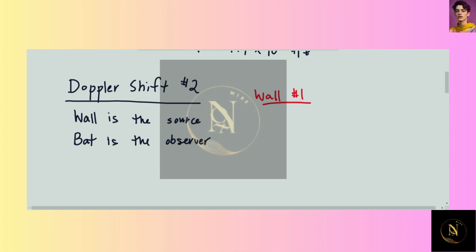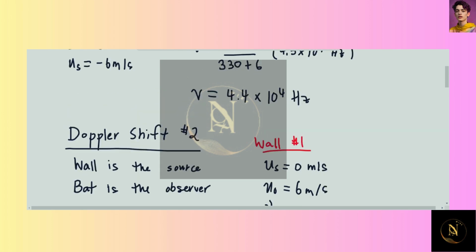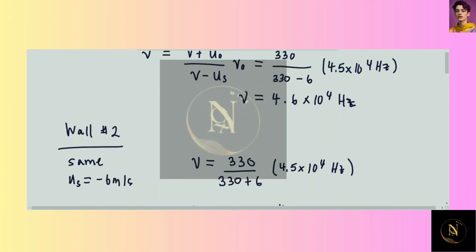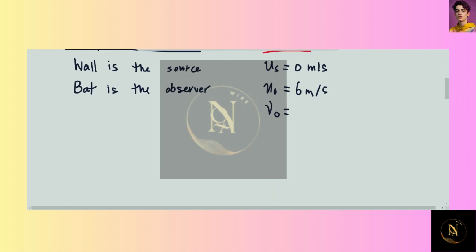This time, the speed of the source is going to be 0 because the wall isn't moving. And for the speed of the observer, the bat is again moving towards the wall, so we consider that as positive 6 meters per second. For the emitted frequency, we're going to use what we found in the first part, so 4.6 times 10 to the power 4. And of course, we still have the speed of sound, 330 meters per second.